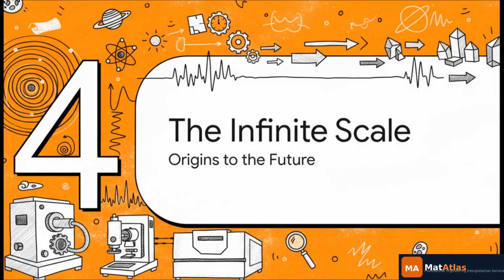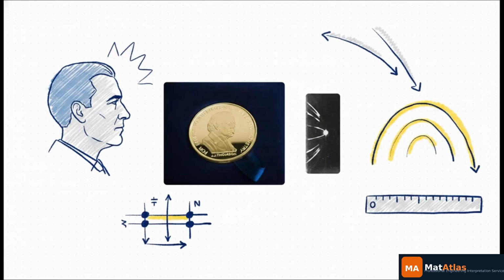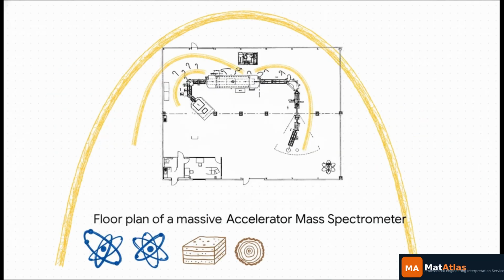And finally, part 4, the infinite scale: from origins to the future. Believe it or not, this entire scientific field kicked off over a century ago with the physicist J.J. Thomson. While his face is now engraved on prestigious international medals, his very first mass spectra were literally just glowing parabolic branches on a fluorescent screen. Scientists used to have to physically measure those glowing arcs with a ruler just to calculate the mass. It is quite a far cry from the instant digital readouts we rely on today, but the core principles remain exactly the same.